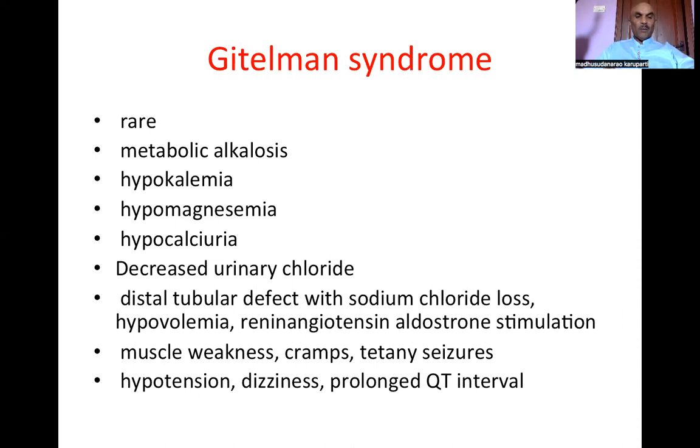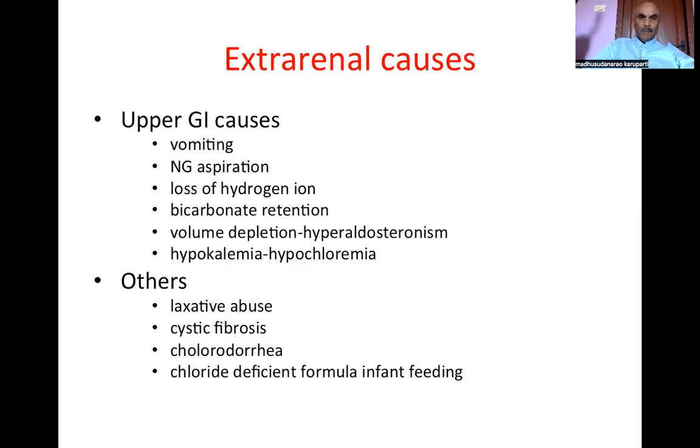It leads to hypovolemia and stimulation of the renin-angiotensin-aldosterone mechanism. It presents with muscle weakness, cramps, tetany, and seizures. Hypotension, dizziness, and prolonged QT interval are the other features. This is a rare syndrome. So far we have dealt with the renal causes of hypovolemic alkalosis.